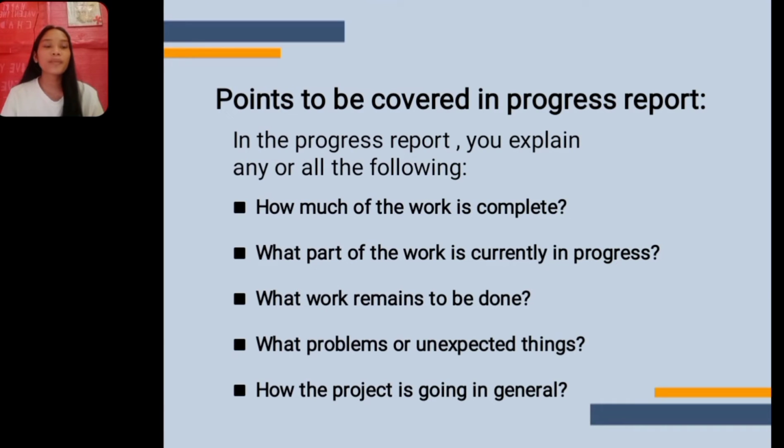Points to be covered in a progress report. In the progress report, you explain any or all of the following. How much of the work is complete? What part of the work is currently in progress? What work remains to be done? What problems or unexpected things? How the project is going in general. So those questions will give you the idea, to guide you on what needs to be done and what the outcome will be.